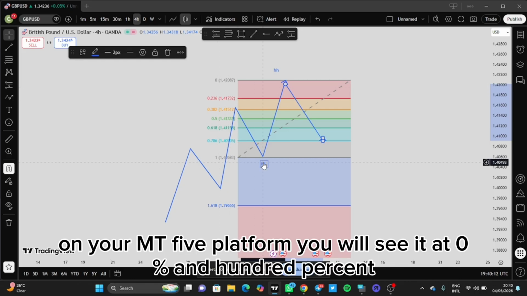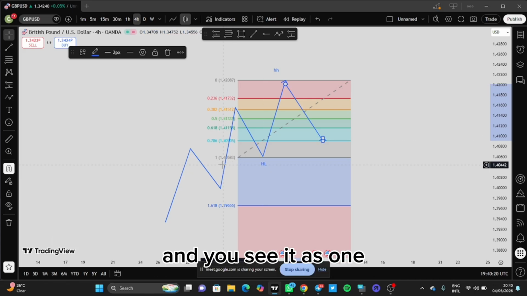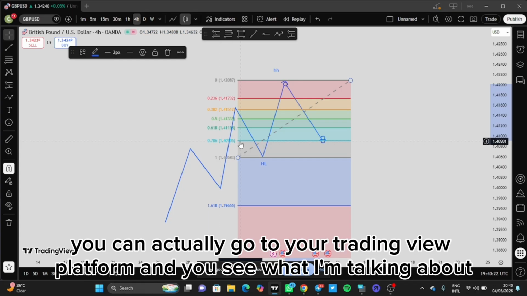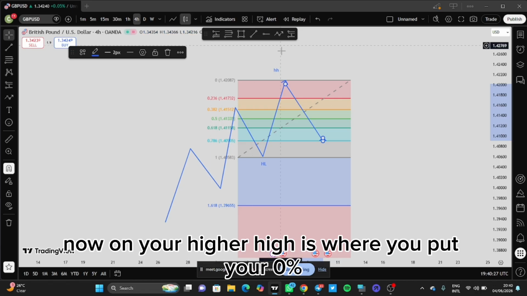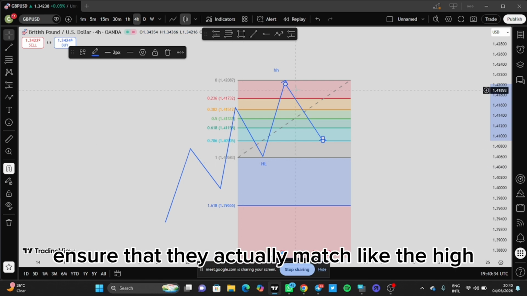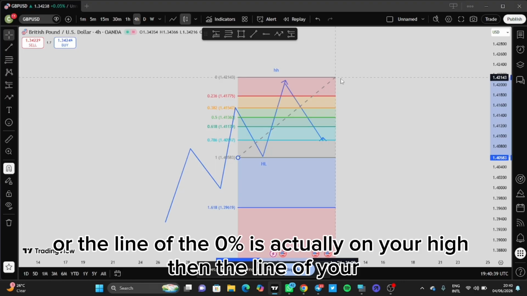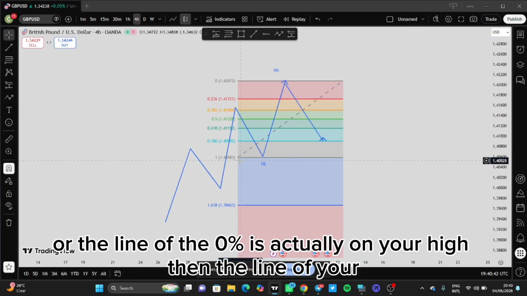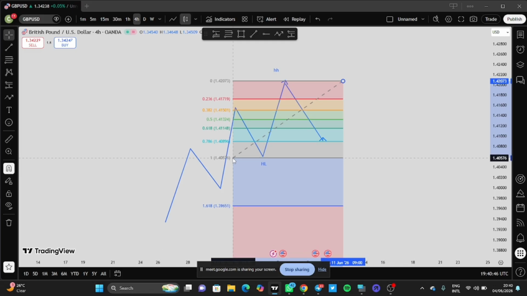Higher low. On your MT5 platform, you will see it as 0% and 100%. But on your TradingView platform, you see it as 0 and you see it as 1. You can go to your platform and see what I'm talking about. On your higher high is where you put your 0% and your higher low is where you put your 1. Ensure that they actually match, like the line of the 0% on your high, then the line of your 1 is at your higher low, right?